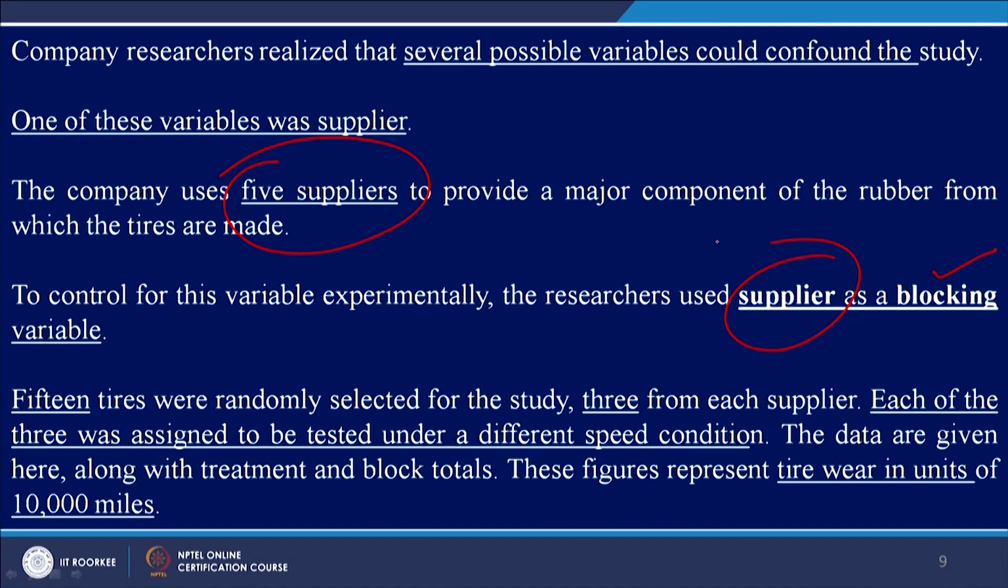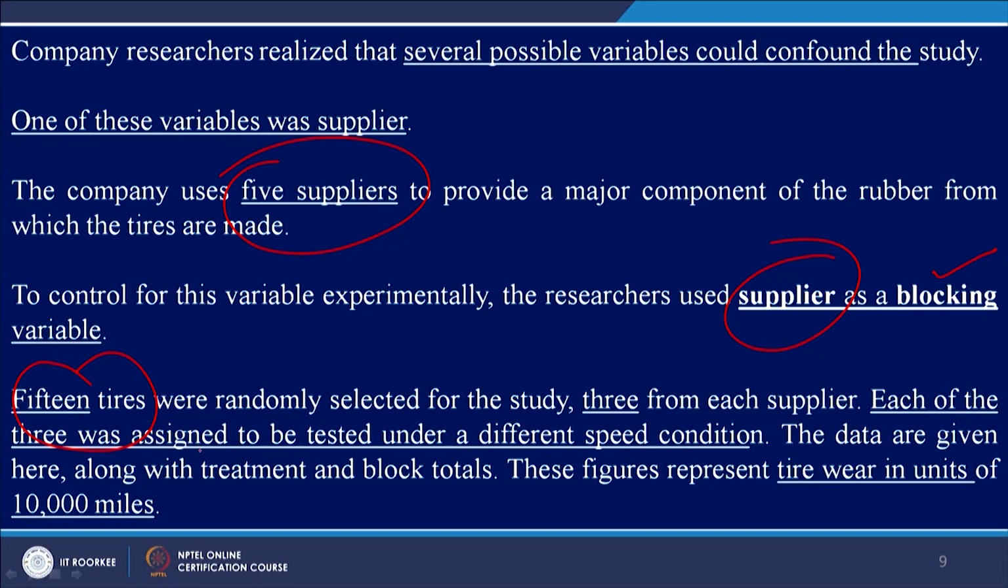So, what the experimenters have done is that they took 3 tires from each supplier. So, total 15 tires were randomly selected for the study. So, 3 tires from each of the suppliers. So, total 15 tires. Each of the three was assigned to be tested under different speed conditions. So, the data on tire wear in terms of units of 10,000 miles are given in next slide.